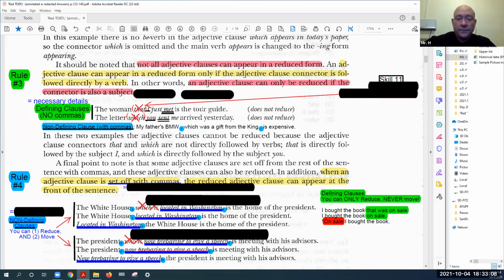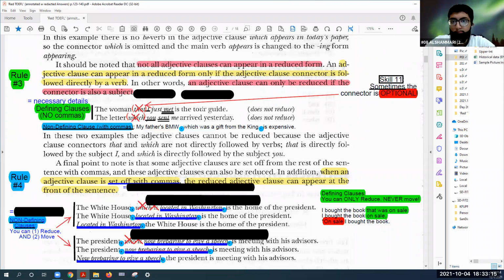Sometimes. It's optional. Bingo. Read it, Al-Shama. Sometimes the connector is optional. Yes. And these are two examples when the connector is optional. Now, guys, look at the connectors in these two examples. Is this a connector and subject, or is it just a connector? Just the connector.